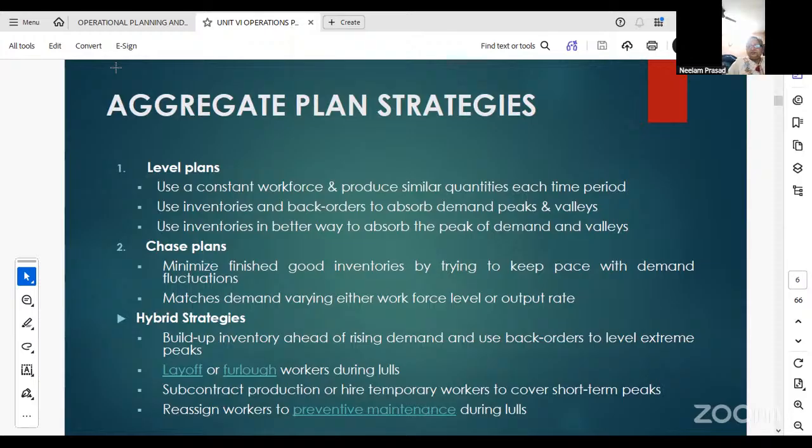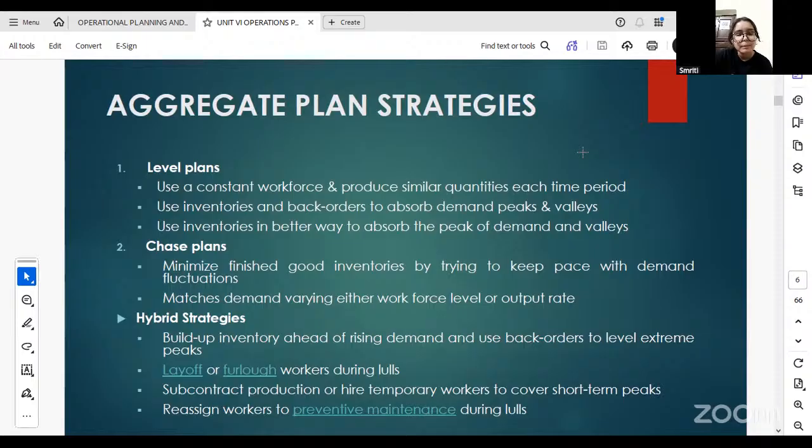Aggregate plan strategies. Level plans: use a constant workforce and produce similar quantities each time period. Use inventories and back orders to absorb demand peaks and valleys. Use inventories in a better way to absorb the peaks of demand and valleys.